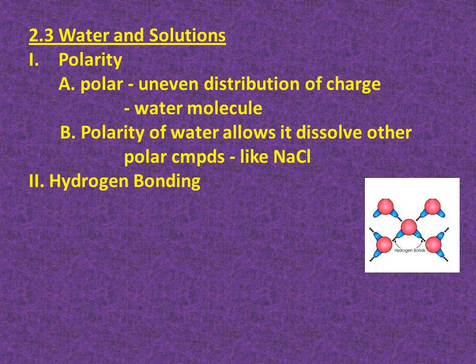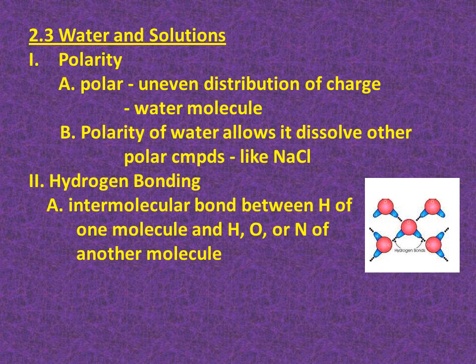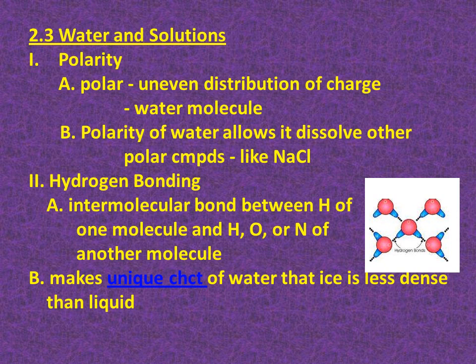Hydrogen bonding is another characteristic of water. Intermolecular means between two different things. So it's an intermolecular bond between the hydrogen of one molecule and the hydrogen, oxygen, or nitrogen of another molecule. It's a type of bond holding water molecules next to water molecules, or water molecules to something else, or anything with hydrogen. It makes many unique characteristics of water.